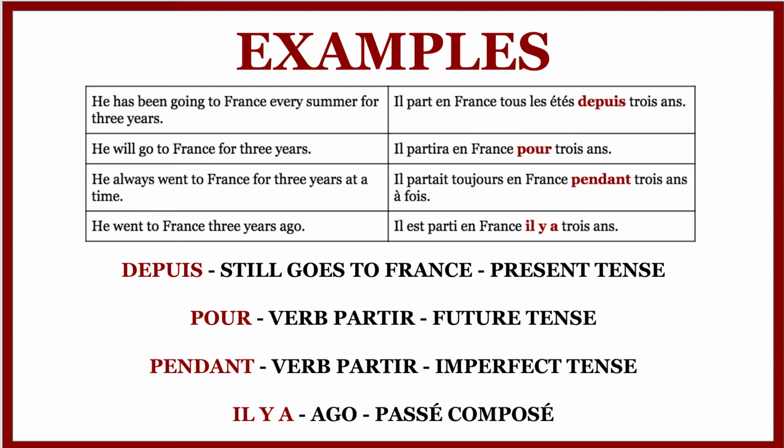He's been going to France every summer for 3 years. Il part en France tous les étés depuis 3 ans. Present tense. He will go to France for 3 years. Il partira en France pour 3 ans. I'm using the verb partir in the future. Now, look at the translation in English. He will go. And in French, I've used the verb partir.